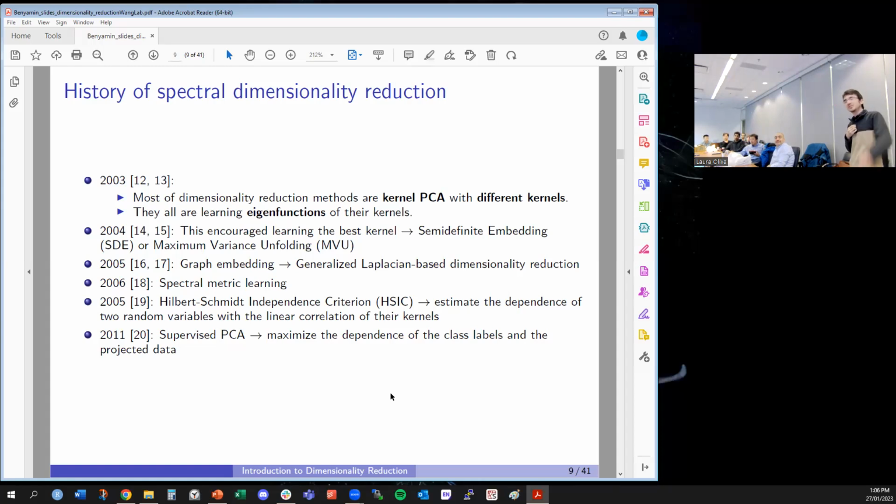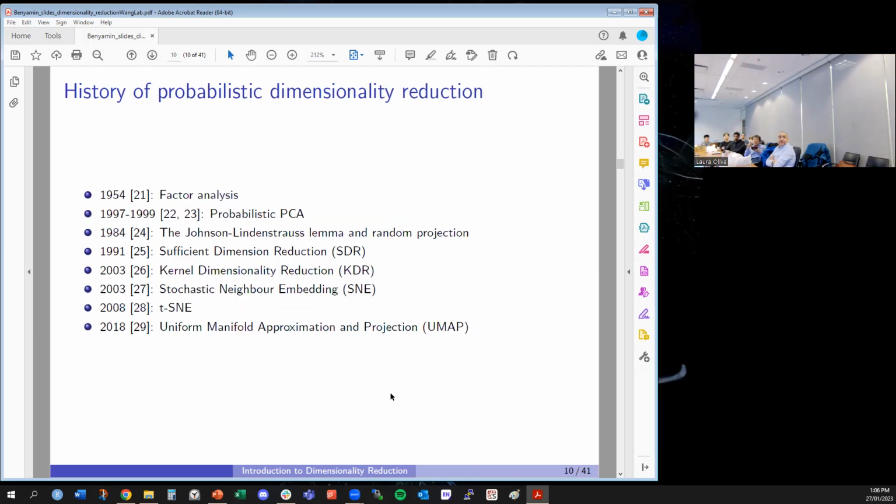So supervised PCA was proposed by Ghojogh et al. You might know Ali Ghojogh. He has done a lot of work in dimensionality reduction. They said let's maximize the dependence of class labels and the projected data. So again, using HSIC, they calculated the HSIC between the labels and the projected data and came up with an algorithm. They suddenly saw, oh, by the way, PCA is a special case of supervised PCA. So they called it supervised PCA, and that was also a breakthrough.